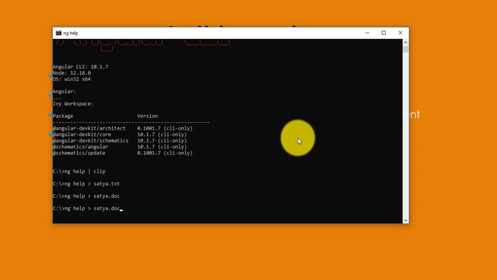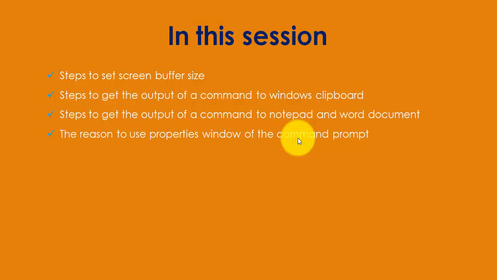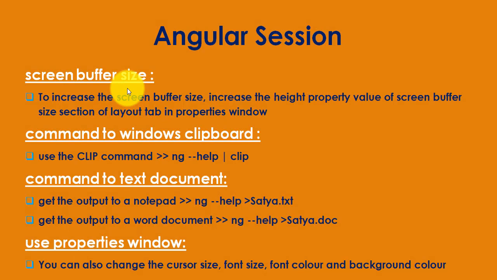Before this, we have to close our command prompt window. Now we'll see a few definitions regarding customizing the command prompt window. To increase the screen buffer size, increase the height property value in the screen buffer size section of the layout tab in the properties window, which we have already described earlier.